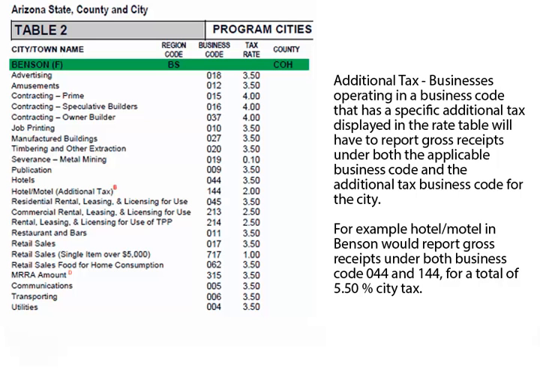Additional tax means that businesses operating in a business code with a specific additional tax displayed will have to report gross receipts under both the applicable business code and the additional tax business code for the city. For example, hotels and motels in Benson would report gross receipts under both business code 044 and 144 for a total of 5.50% city tax.